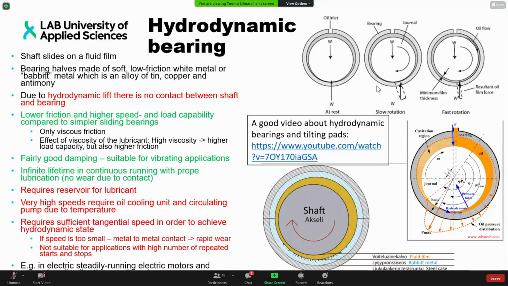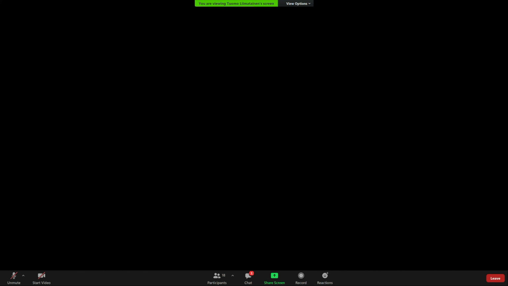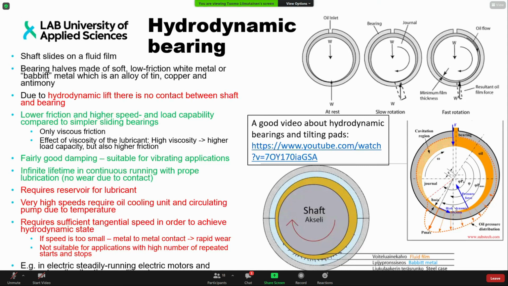So therefore, there is only viscous friction. Viscous friction is coming from the viscosity of the lubricant. There is no friction from the contact of the shaft to the static part at all. And therefore, the friction is related to the lubricant and what the viscosity of the lubricant is. The higher the viscosity of the lubricant, the higher the load capacity, but also the higher the friction due to the rotation.